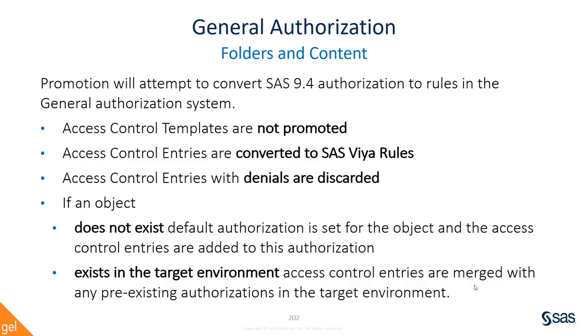Any access control entries with denials, they are discarded. Because prohibit is so powerful in Viya, they made a decision to throw away any access controls that would introduce a prohibit to the Viya system, because they foresaw the case where it could just make a real mess of your authorization in Viya if they took the prohibits over. So they're basically ignored.